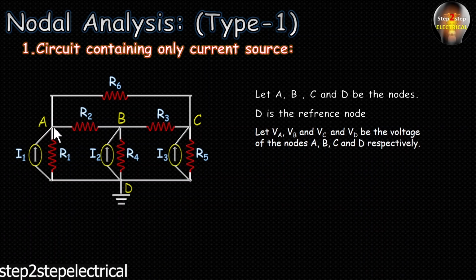The voltage at node A is VA, at node B is VB, at node C is VC, while the voltage at node D is VD. Node D is grounded, or considered as the reference node, so VD is equal to 0 volt. This is the very first thing that we have to do for nodal analysis. Okay, let's move ahead.